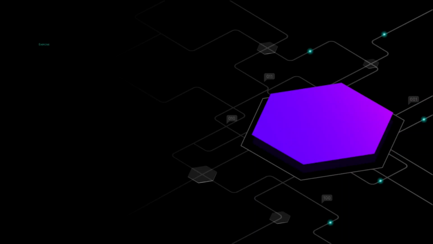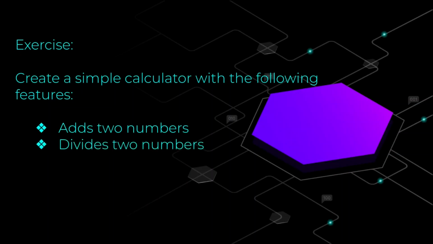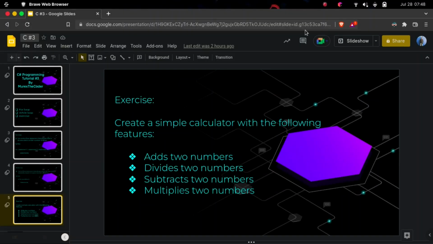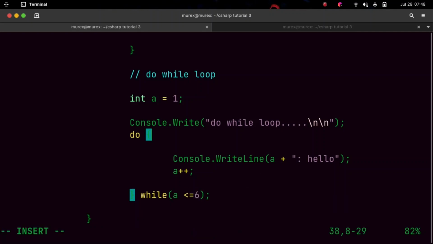Cool. So this is an exercise, right? The exercise is for you to create a simple calculator with the following features: it adds two numbers, divides two numbers, subtracts two numbers, and multiplies two numbers, right? That's basically your program. But how I want you to do it is this.